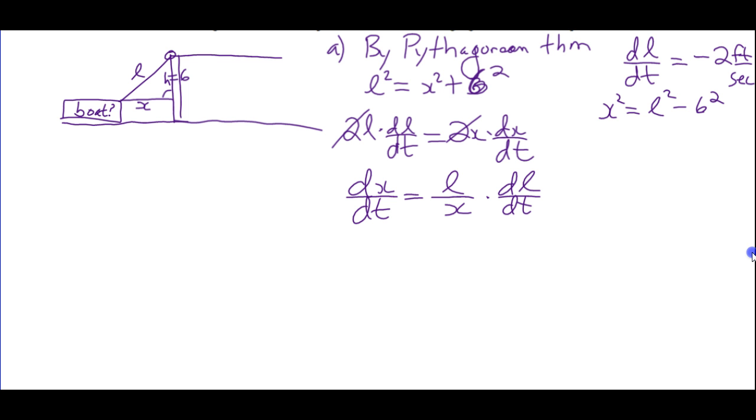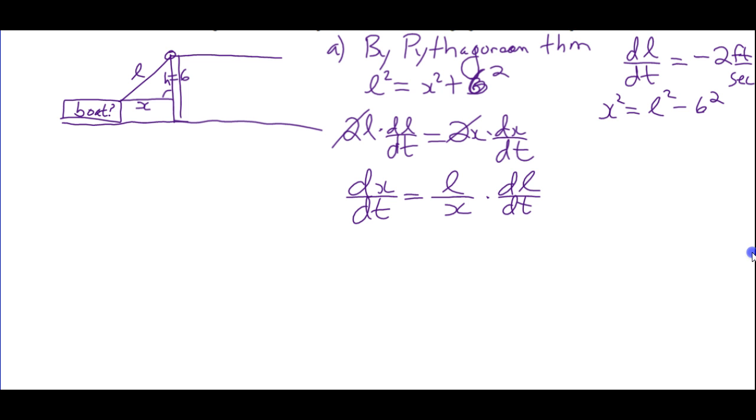Just divide both sides by 2, cross them off. I want to isolate the dx, so I'm going to divide both sides by x. That gives me L over x dL by dt.